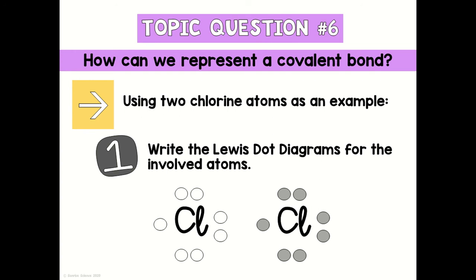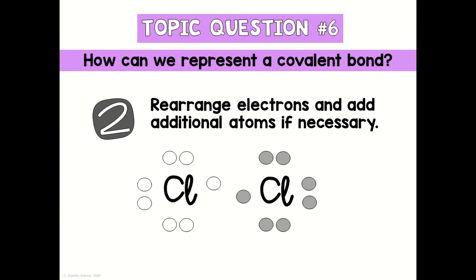Okay? So now we're going to talk about how we represent covalent bonds. We represent covalent bonds by first, of course, writing the atom and then doing the Lewis dot diagram. Remember, your Lewis dot diagram only involves your valence electrons. So let's say I wanted to say, how would the Lewis dot diagram look if you were combining 2 chlorine atoms? First, you would draw the valence electrons of chlorine. The second thing you would do is rearrange the electrons and add additional atoms if necessary.